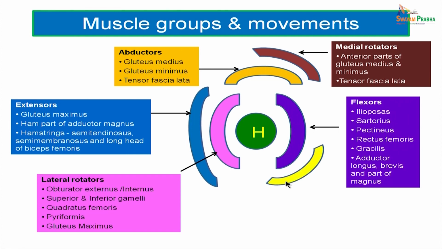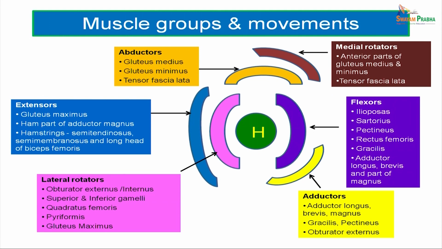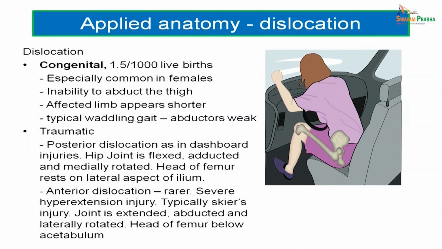Which brings us to the muscles on the antero-inferior aspect. These include the adductors, which include the adductor longus, the adductor brevis, the adductor magnus, gracilis, pectineus, and the obturator externus. So these are the relations of the hip joint and the muscle groups and the movements which are caused by these muscles. Now we come to the applied anatomy of the hip joint.